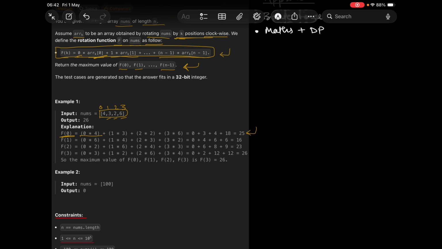Now if we do one rotation, this will move here, this will move here, this will move here, and this 6 will go to the first position. So how would the array look like? 6, 4, 3, 2. If we calculate the same thing, F of 1 would be 0 into 6, 1 into 4, 2 into 3, 3 into 2. At the end if we sum this, it's 16. Similarly, after all this rotation we will get these values, and the max of these will be our answer. In this case, max is 26. So this is what is being asked in the question.